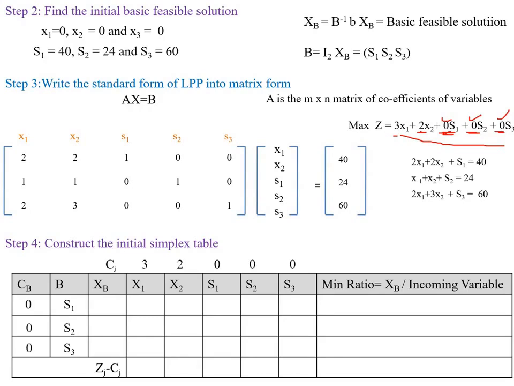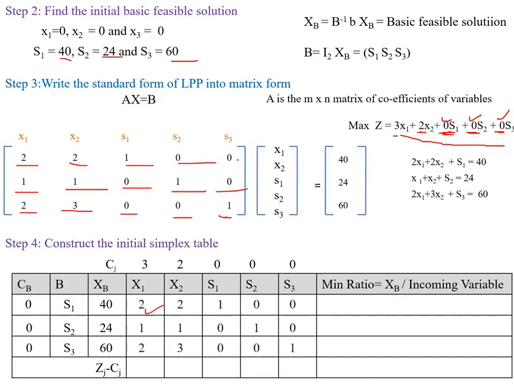Next, fill the Xb values, that is the initial basic feasible solution values: 40, 24 and 60. Next, fill the remaining values by observing the coefficient matrix, that is the A matrix. The values of the matrix A are 2, 2, 1, 0, 0 and 1, 1, 0, 1, 0, and 2, 3, 0, 0, 1. So I have to fill these values here.